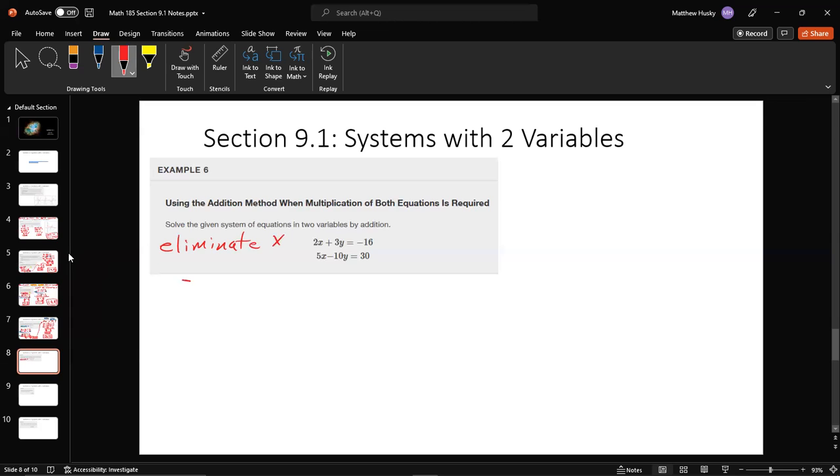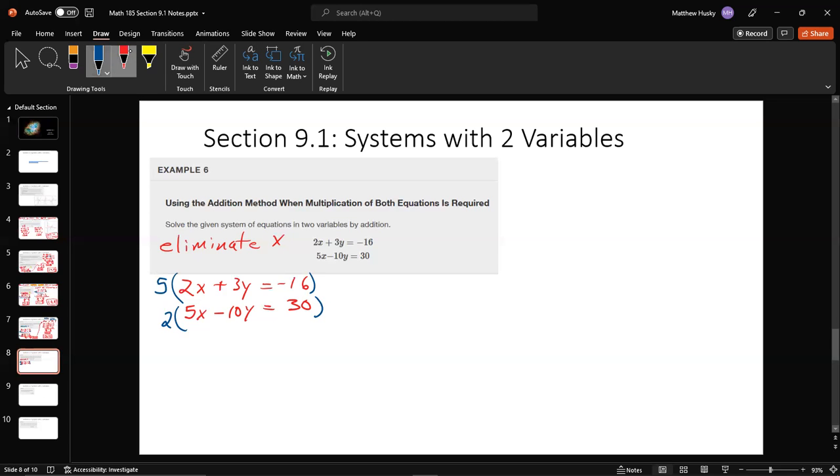So I've got 2X plus 3Y equals -16. That's the first equation. The second equation is 5X minus 10Y equals 30. And basically what we're going to do is we're going to kind of crisscross the numbers here. So you'll notice there's a 5 down here. We're going to put a 5 up here. There's a 2 up here. We're going to put a 2 down there. And when we do that, that'll give us a 10 in both places. 5 times 2X will be 10X. 2 times 5X will also be 10X.